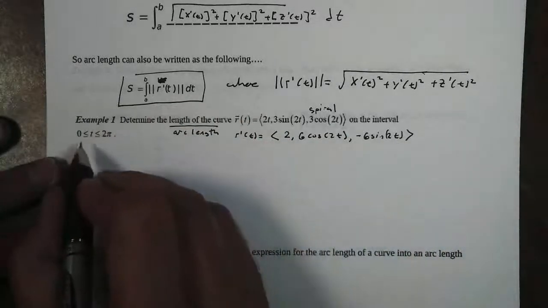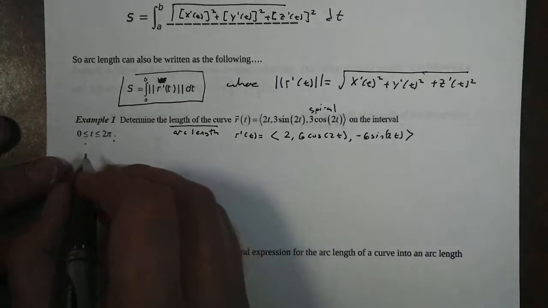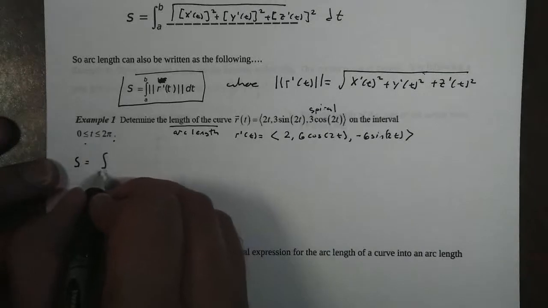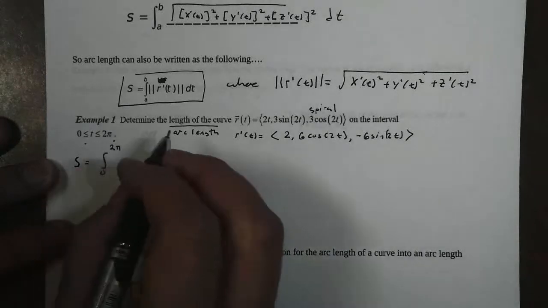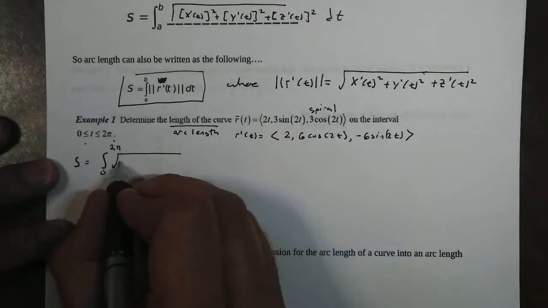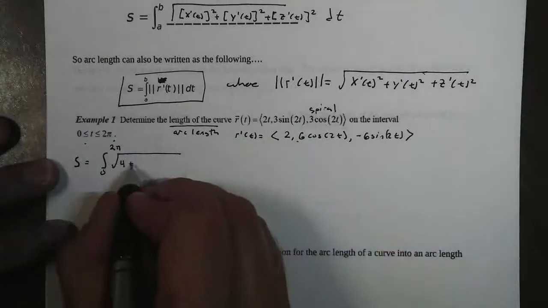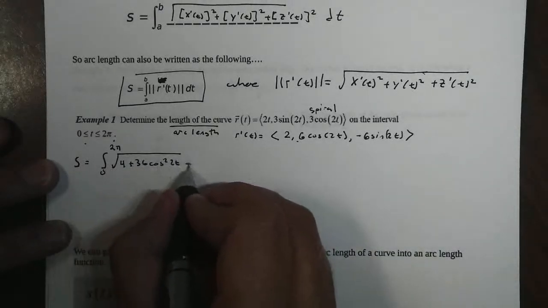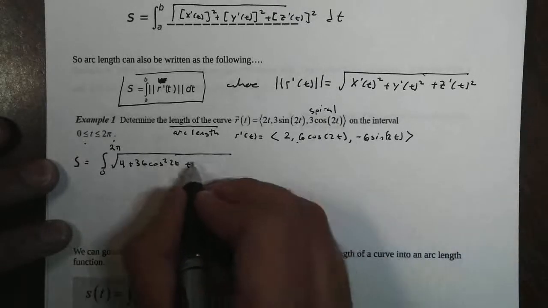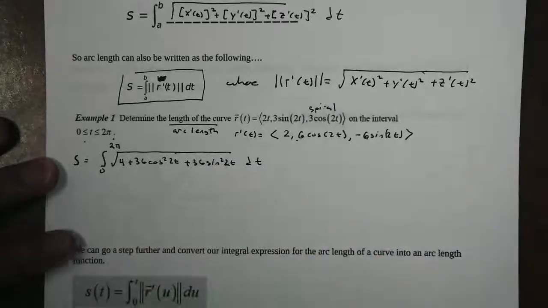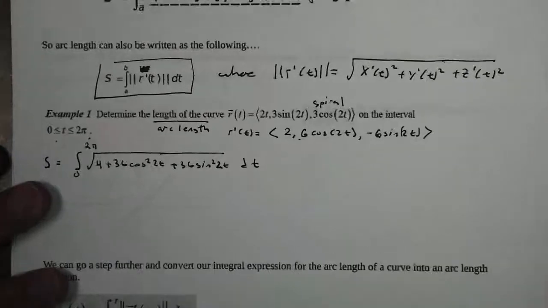To find the arc length between 0 and 2 pi, it's already in terms of t. So to get my arc length, s, is going to be the integral from 0 to 2 pi. I'm going to square these. This becomes 4 plus 36 cosine squared of 2t plus 36 sine squared of 2t. Don't forget your dt.